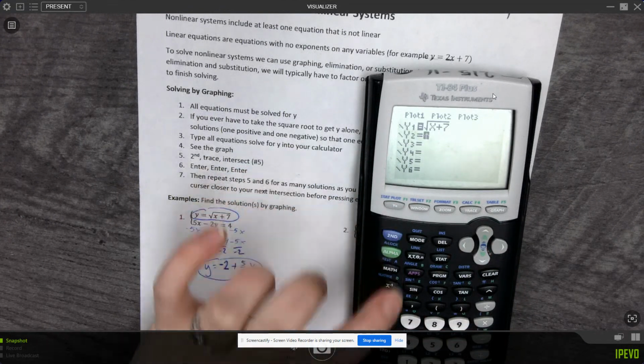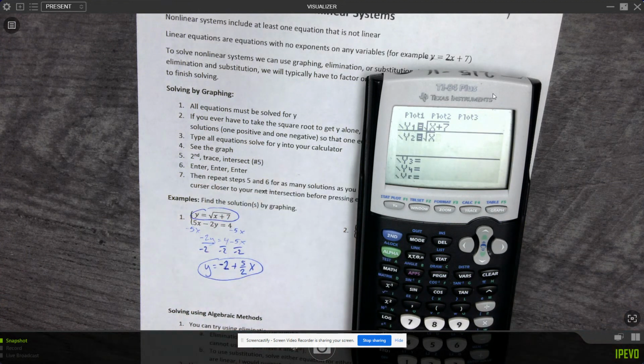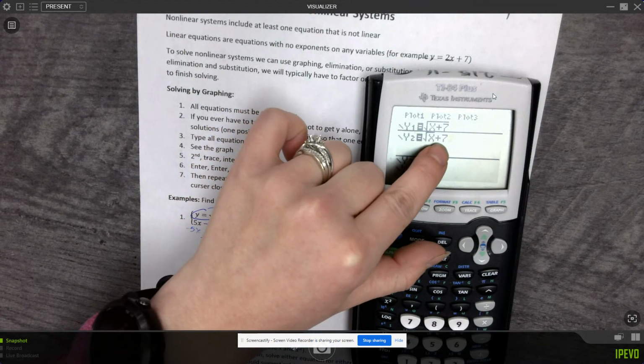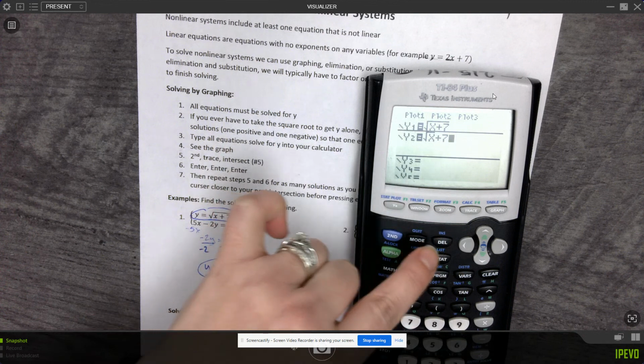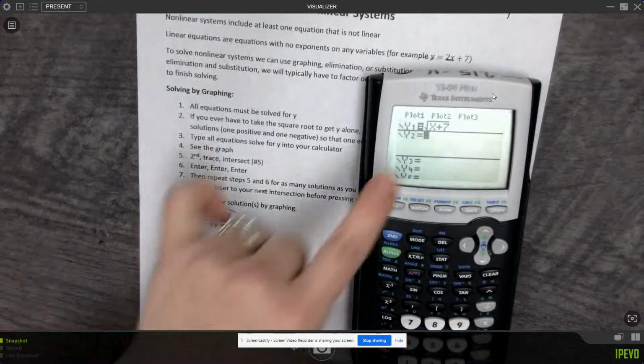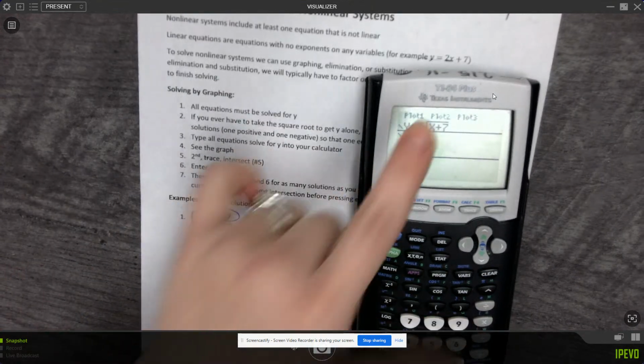Everything is underneath there. If you would have done square root of x, and then you arrow over and put plus 7, see how that 7 is not underneath the square root in this problem? This one is wrong. Don't type this in there. That's wrong. The first one is what you should have typed in. So square root of x plus 7.